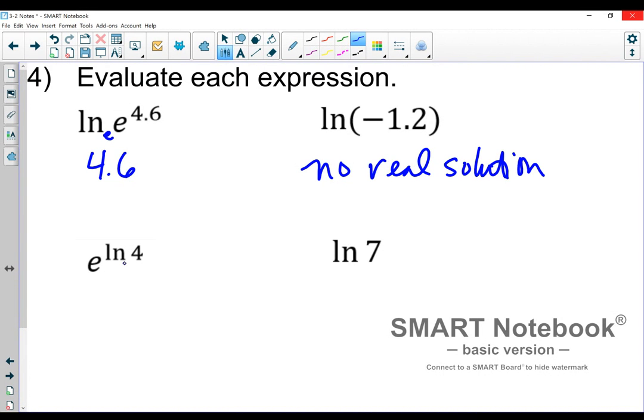On the next one, this natural log is base e. So once again, I have inverses. I just end up with 4. And the last one I need to use a calculator on. You should definitely have a natural log button on your calculator, and you should get 1.95.